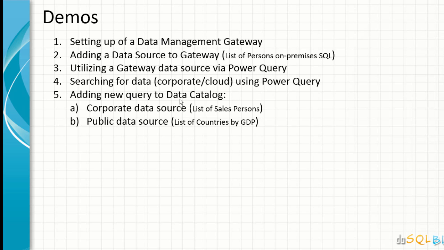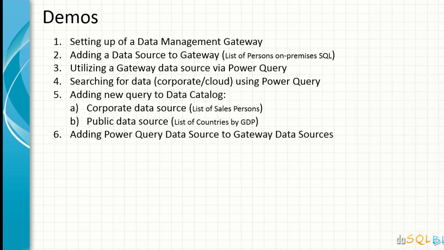So what we saw so far is, we set up a data management gateway, we added a data source to that gateway, we utilized that data source via Power Query after enabling it, making it searchable for Power Query. We searched it for data. We then utilized that query that was made searchable to Power Query. We added two more data queries to a data catalog. One was a corporate data source, a list of salespersons, and then one query that related to the public data source, list of countries by GDP.